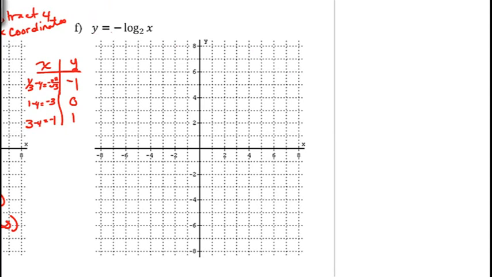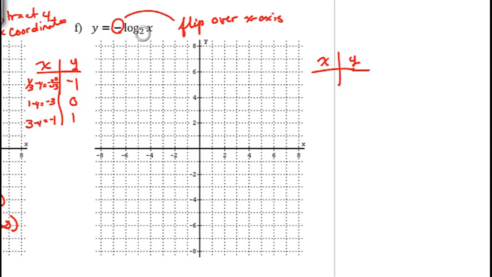And our last one, y equals negative log base 2 of x. So this negative sign means that we're going to change all of the y values from positive to negative or negative to positive. So that means that we're flipping over the x-axis. That is what this is going to do to our graph.